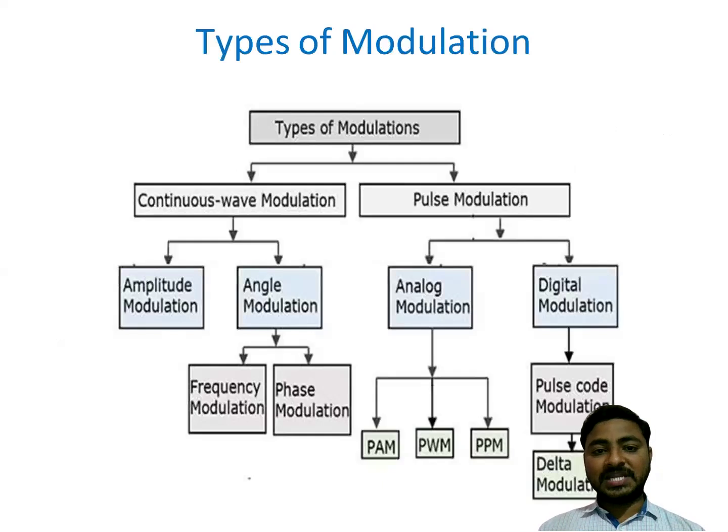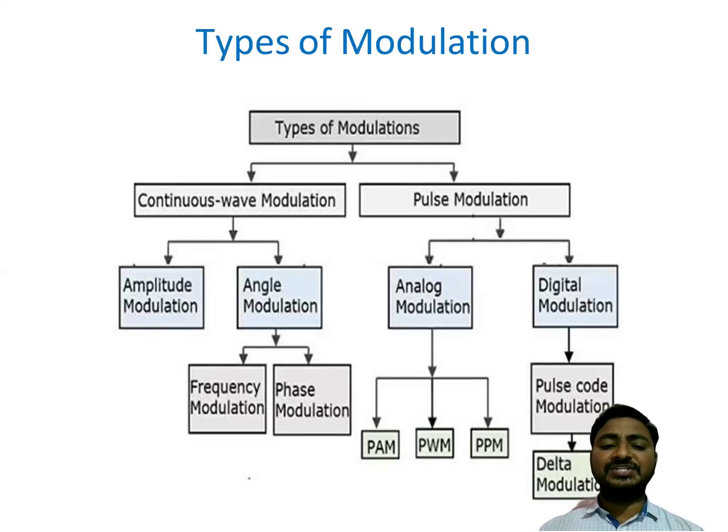Next one is the types of modulation. The types of modulation are classified as two types: continuous wave modulation and pulse modulation. In continuous wave modulation, the message signal is taken as a continuous signal, as well as the carrier signal is taken as a continuous signal. Next one is pulse modulation. In the pulse modulation technique, the message signal is taken as a continuous signal and the carrier signal is taken as a pulse train.